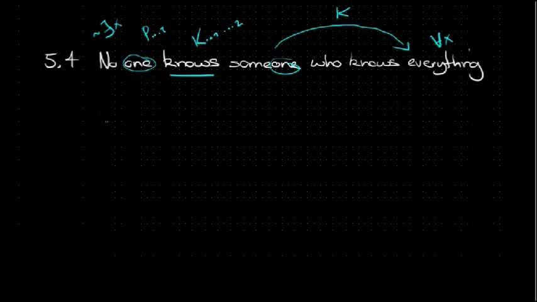So let's write all this out. We're going to have P: 1 is a person, and K: 1 knows 2.